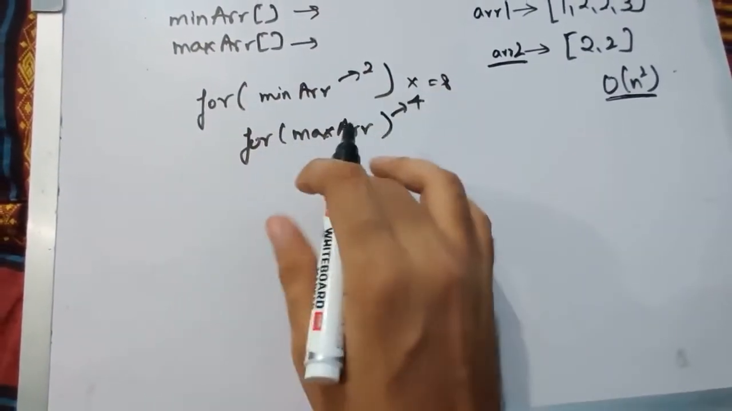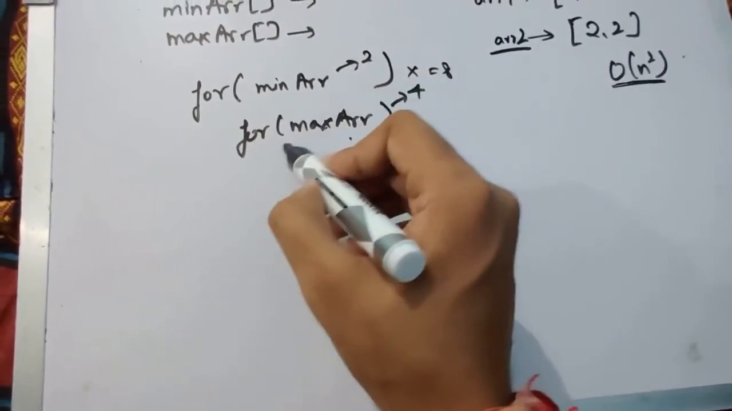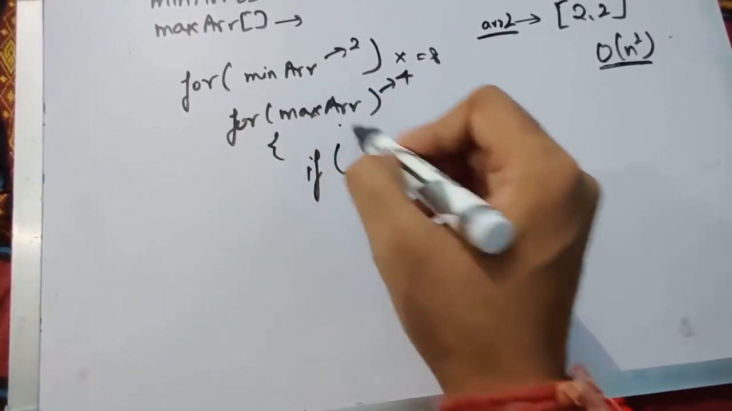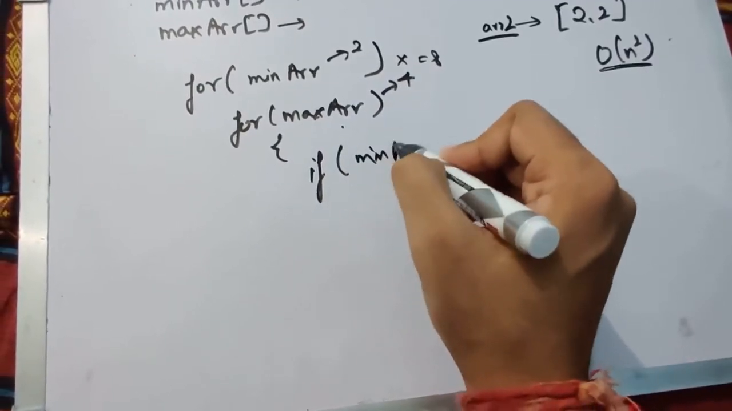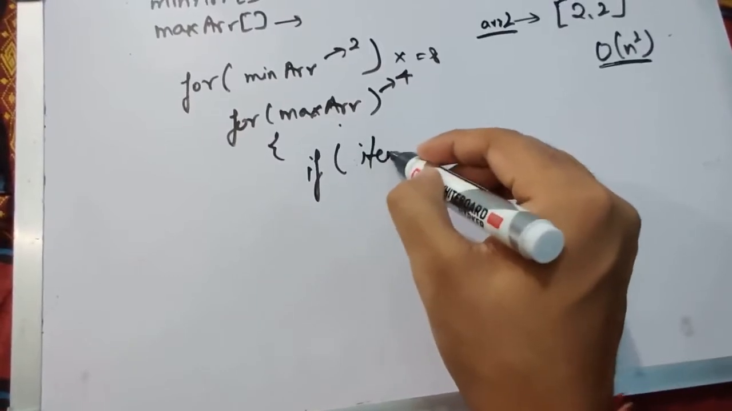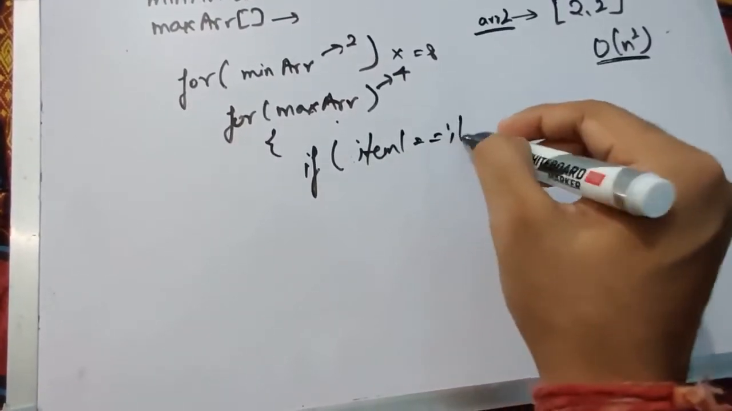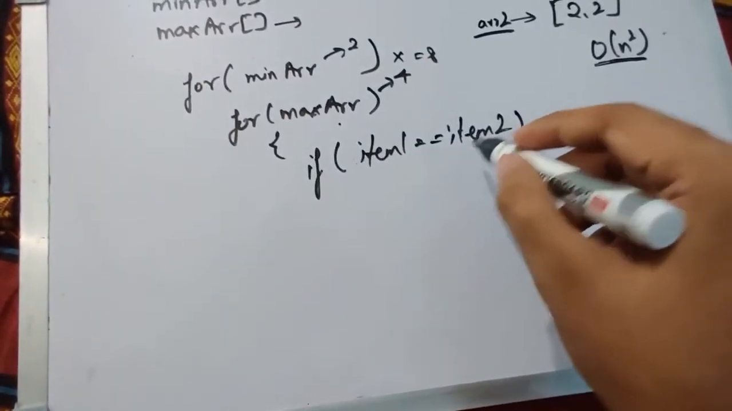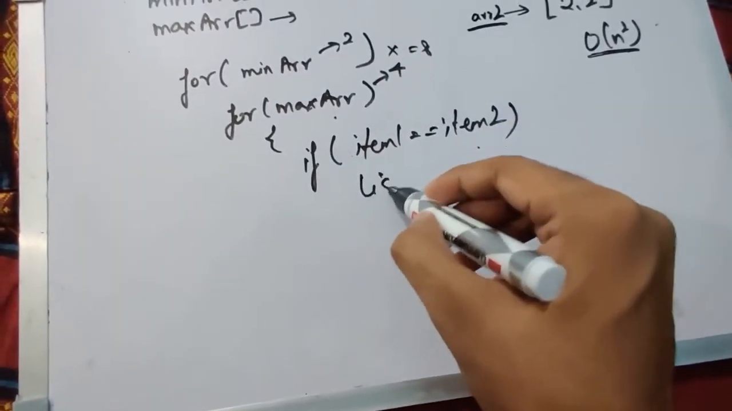But the purpose of this is, if you do that, you can always compare if the min array item, let's say item 1, equals item 2, right? And if that's the case, you need to add it.